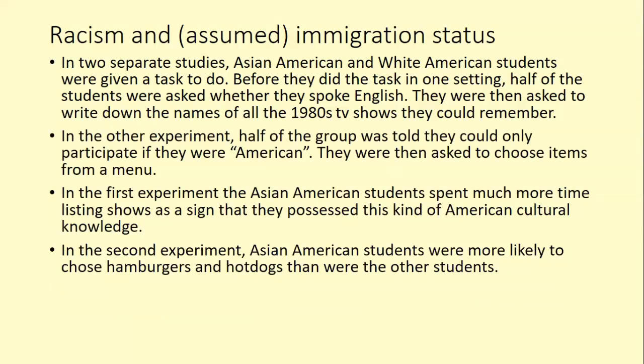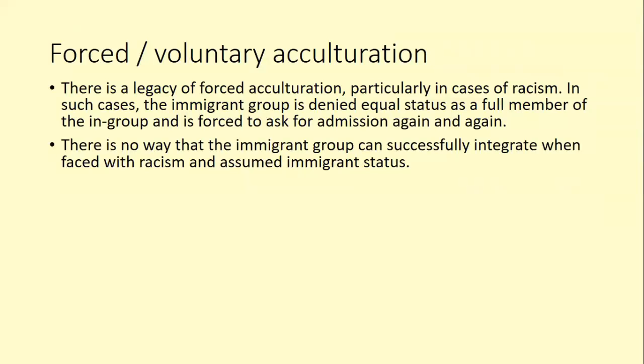So that was two examples of forced acculturation. And this forced acculturation has a long legacy, particularly when there are cases of racism, as there were in both of these groups. These immigrant groups were denied equal status. They would never be given equal status, no matter how hard they tried, and would have to ask permission again and again and again. And there is no way that an immigrant group can successfully integrate when faced with racism and assumed immigrant status. So that's an introduction to how acculturation works.